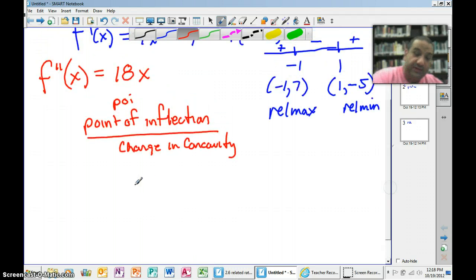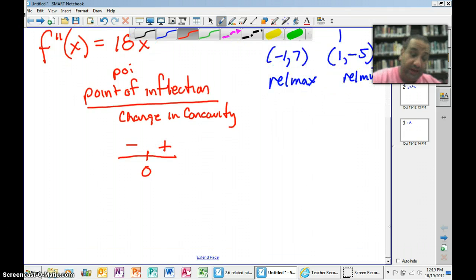So we're going to do a sign analysis, and our sign analysis is just at 0. So we're going to look before 0, after 0. It's clear that when we plug a number like negative a million into the second derivative, we get negative. When we plug a number after 0 into it, we get a positive.